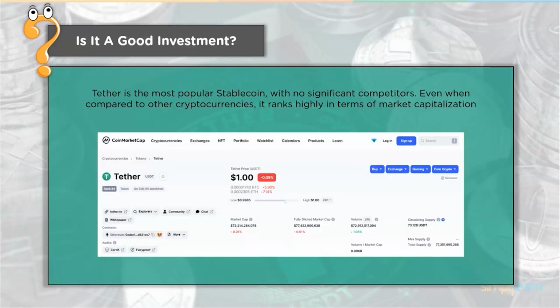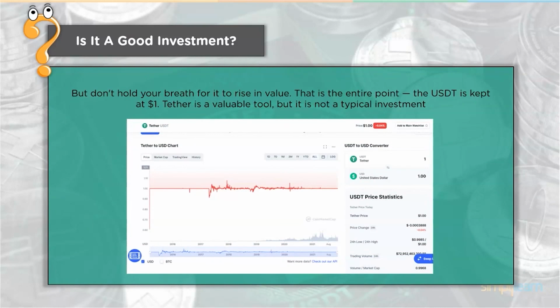Tether is the most popular stablecoin with no significant competitors. Even when compared to other cryptocurrencies, not just stablecoins, it performed admirably in terms of market capitalization. After 7 years of prosperity, there are no signs of it slowing down. It is currently one of the crypto space's too-big-to-fail enterprises. However, don't expect it to appreciate in value. That is precisely the purpose. USDT is kept at $1 and the organization behind it aims to keep it there. Tether is a helpful tool, but it is not a typical investment. Well, this was all about Tether.